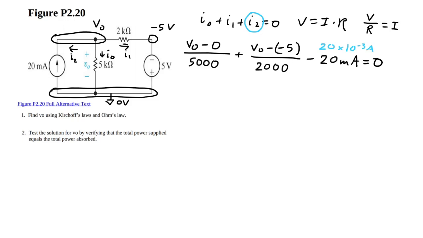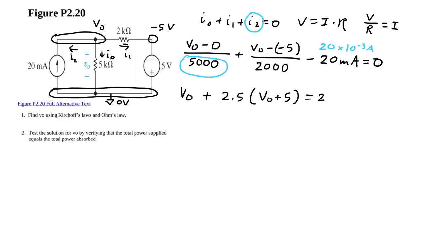So first thing we're going to do is push the 20 milliamps to the other side, and then we're going to multiply everything by 5,000 because it's the biggest number. It'll clean up all of these denominators, make it a little bit easier to solve. So this is just going to become 1, and then 5,000 divided by 2,000 is 2.5 times V out, and then the minus is canceled, so this becomes plus 5.